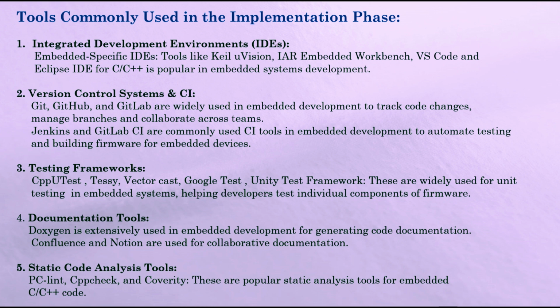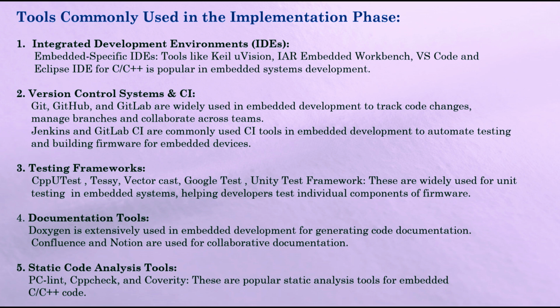4. Documentation tools. Doxygen is extensively used in embedded development for generating code documentation. It supports C and C++, which are popular in embedded programming. Confluence and Notion are used for collaborative documentation, storing hardware configurations, design specifications, and team knowledge in embedded projects.